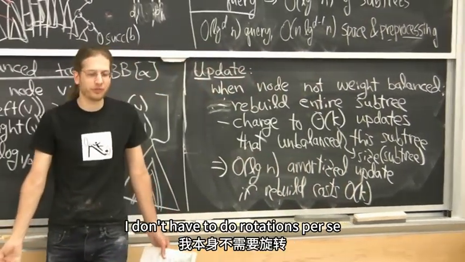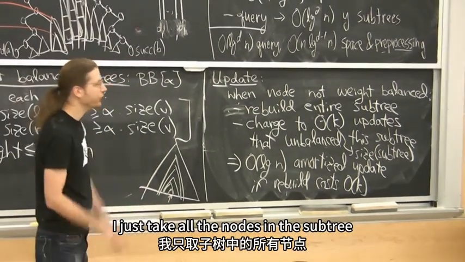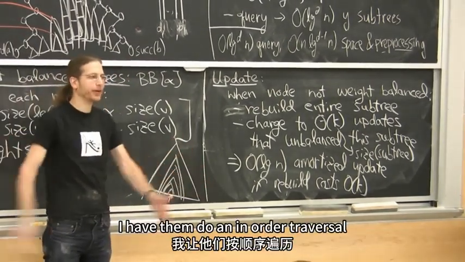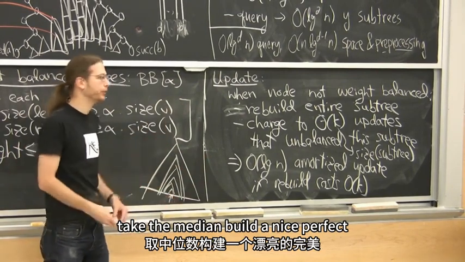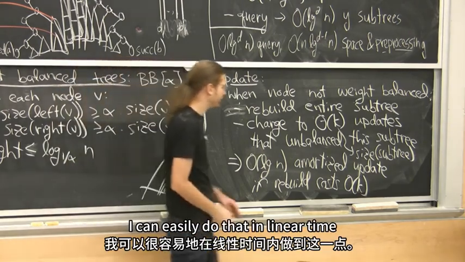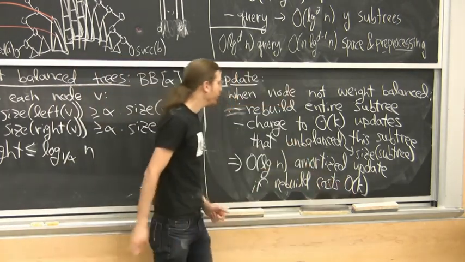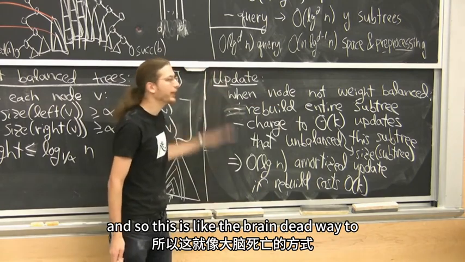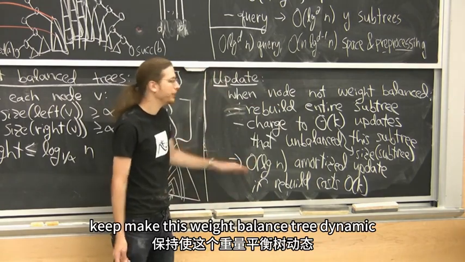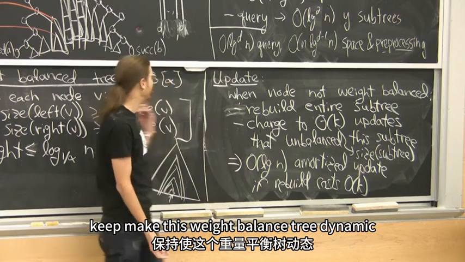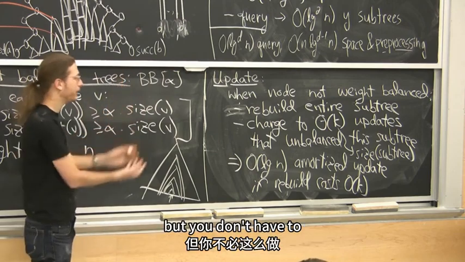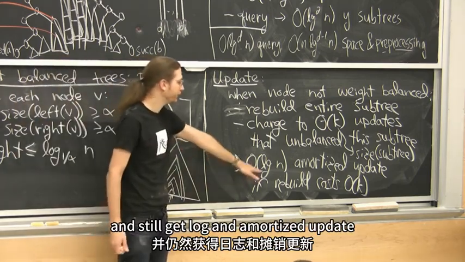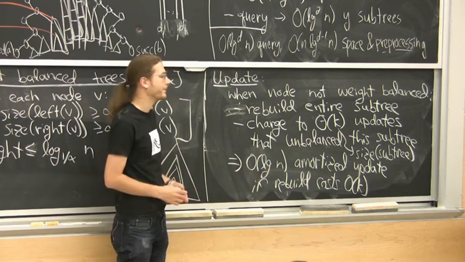I don't have to do rotations per se. I just take all the nodes in the subtree, write them down, do an in-order traversal. I have them sorted. Take the median, build a nice, perfect binary search tree on those items. I can easily do that in linear time. And so this is like the brain-dead way to make this weight balance tree dynamic. The original BB alpha trees use rotations, but you don't have to. You can do this very simple thing and still get log n amortized update.